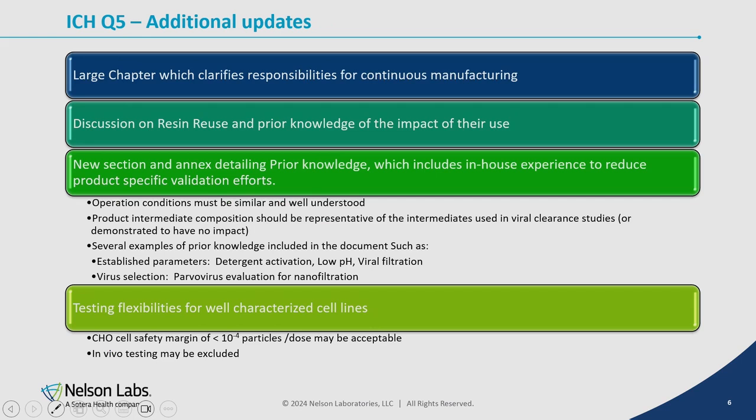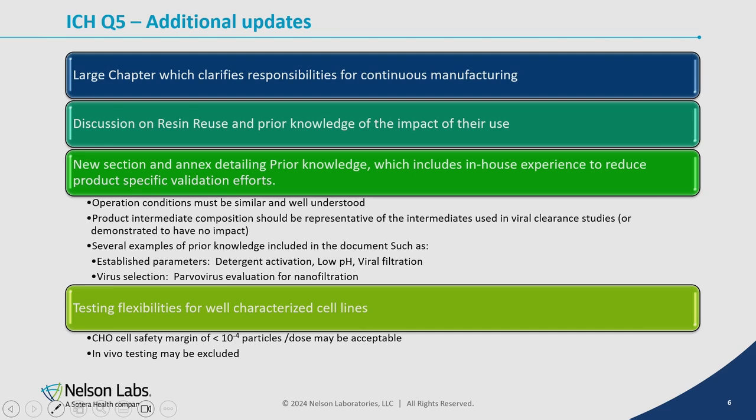And then some of the other additional updates outside of the scope of what we're going to talk about. There's a large chapter that clarifies responsibilities for continuous manufacturing. There's also a discussion on the reuse of resins and prior knowledge of the impact of their use. So in essence, if you have prior tribal knowledge with regards to the resin maybe getting more effective with time, you can use that as a justification for maybe not doing as much validation testing for that end of life use of that resin.